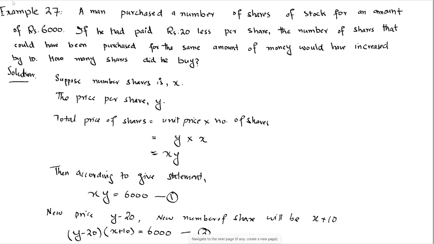Let me jump to the next page. One equation is XY is equal to 6000. This is our equation number 1. And the second equation is Y minus 20 into X plus 10 is equal to 6000. This is equation number 2. Now we will find the value of one variable in terms of the other from equation number 1 and insert it in equation number 2.